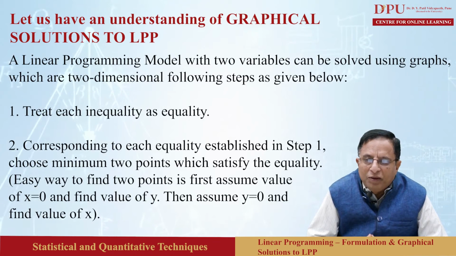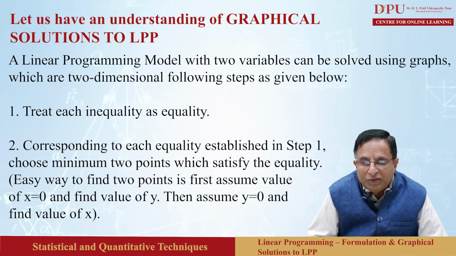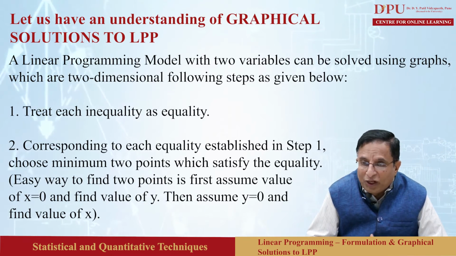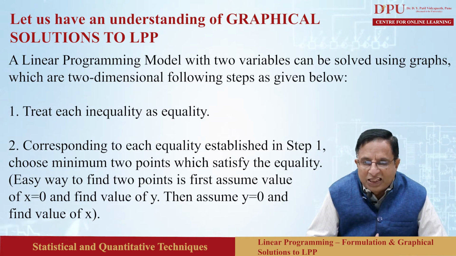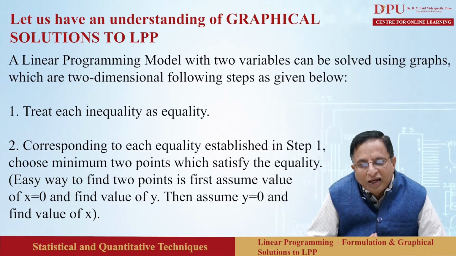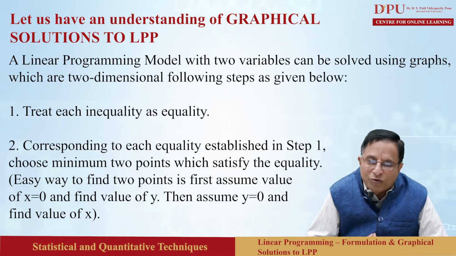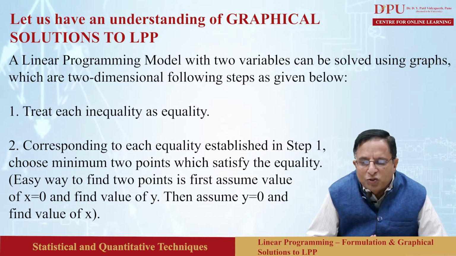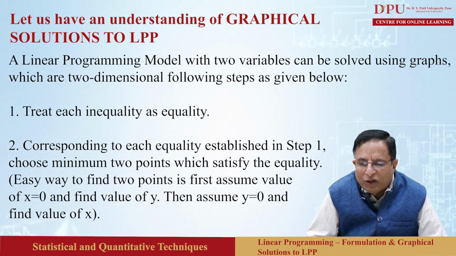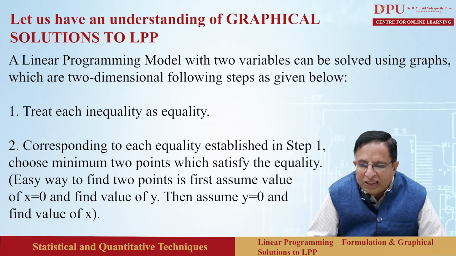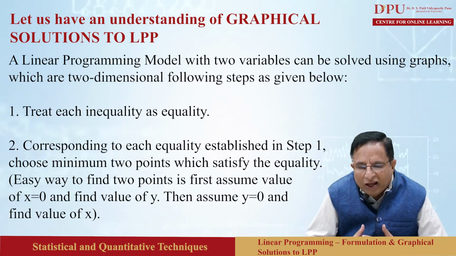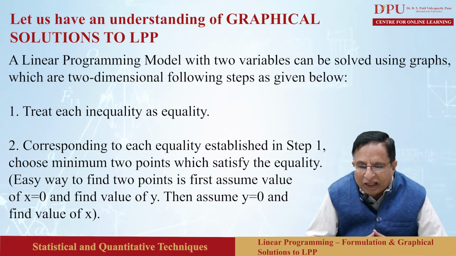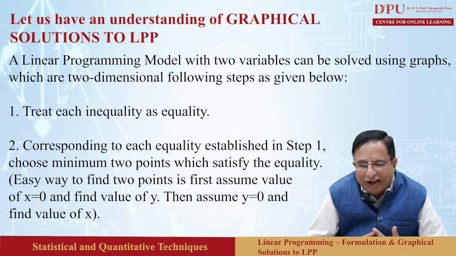Now, let us have an understanding of the graphical solution to LPP. A linear programming model with two variables can be solved using two-dimensional graphs, following the steps given below. Point number 1, treat each inequality as an equality. 2, corresponding to each equality established in step 1, choose a minimum of 2 points which satisfy the equality. An easy way to find 2 points is to first assume the value of x is equal to 0 and find the value of y. Then assume y is equal to 0 and find the value of x.